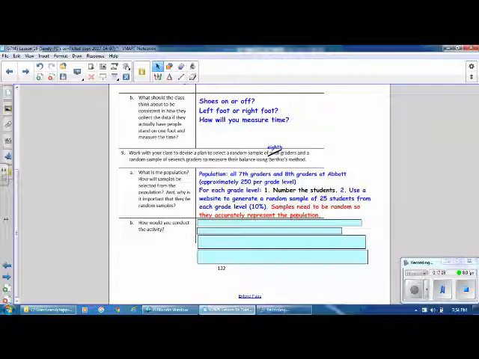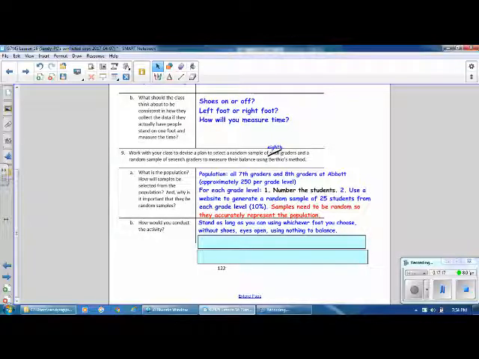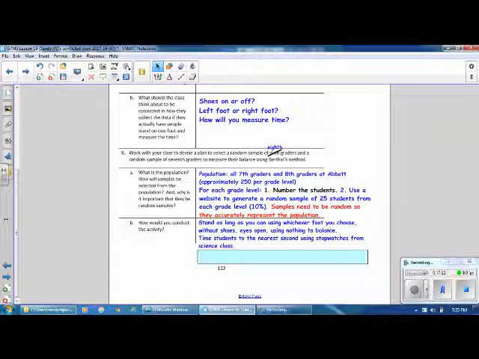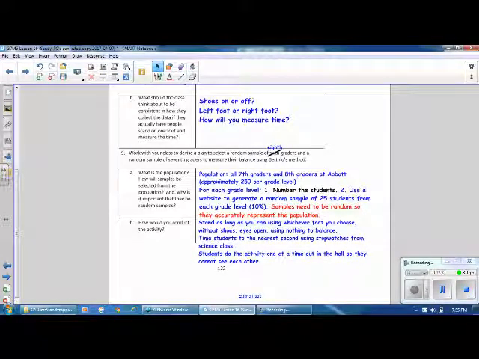Question B. How would you conduct the activity? First, stand as long as you can using whichever foot you choose. Without shoes, with your eyes open, and using nothing to balance. We'll time the students to the nearest second using stopwatches from the science class. Students do the activity one at a time out in the hall so they cannot see each other.